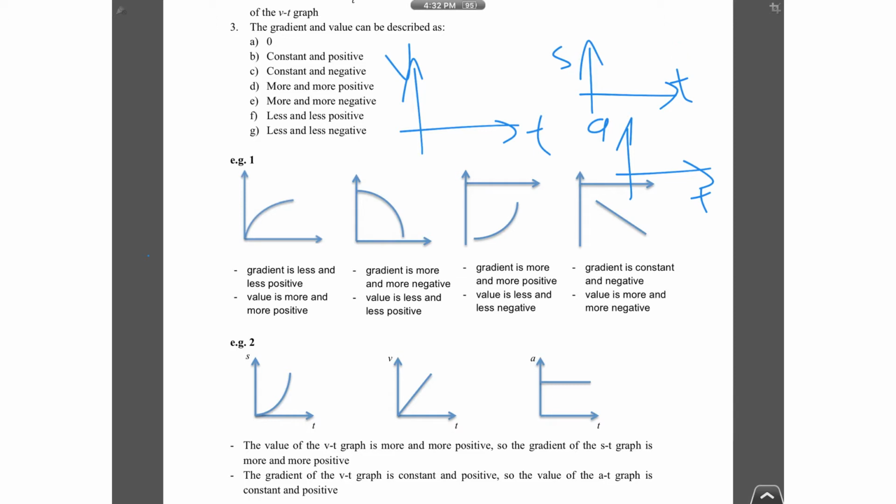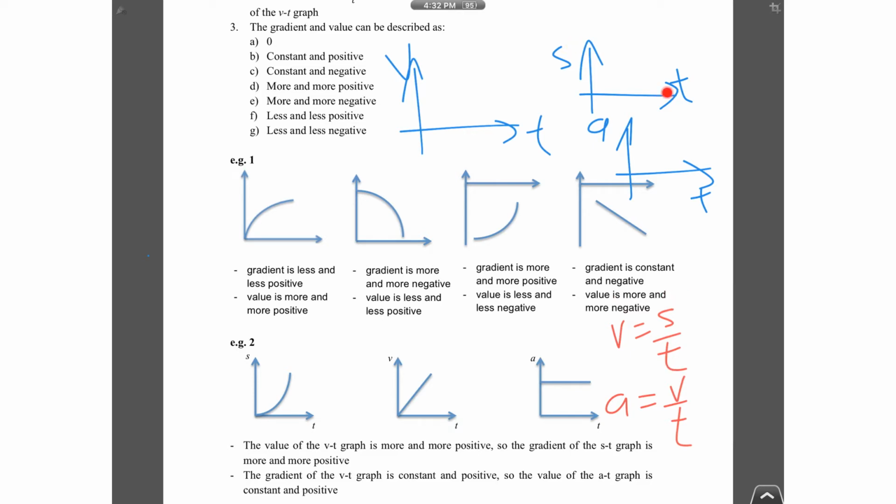But how you want to convert, right, is by using the concept of gradient and values. Now what do you mean by gradient and values? Now remember the two formulas that we're going to use. One is V equals S divided by T, the other one is A equals V over T, right.